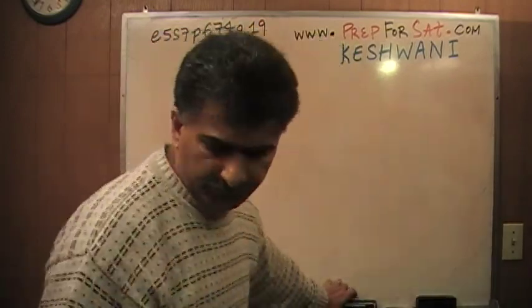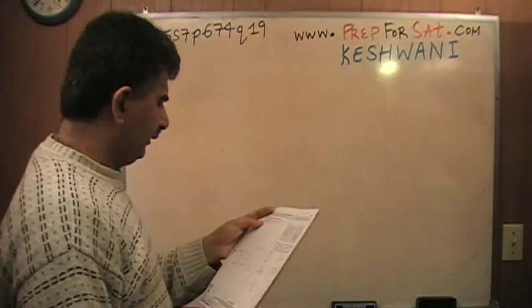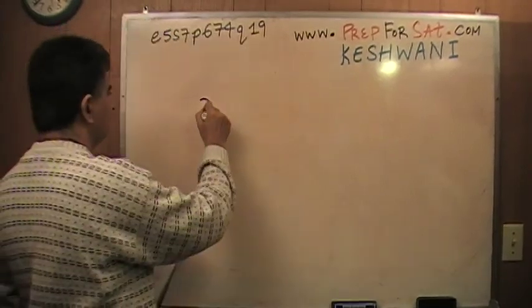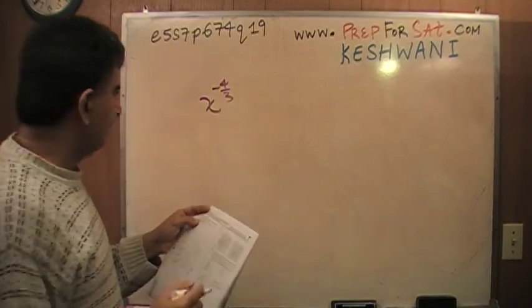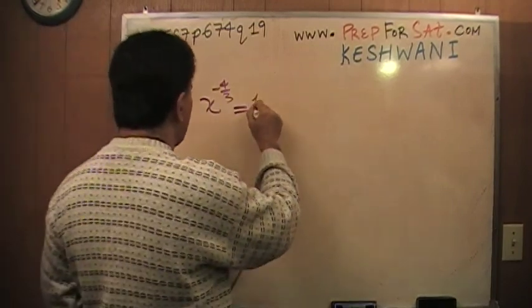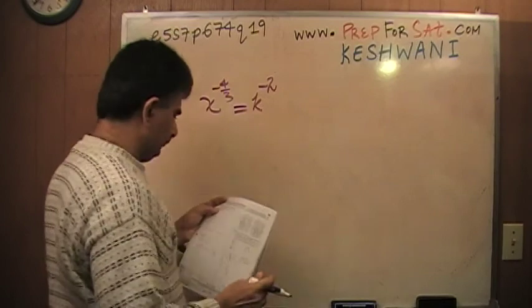Let's get going. Enough of the talk. Here we go. We are told that x raised to negative 4/3 equals k raised to negative 2.